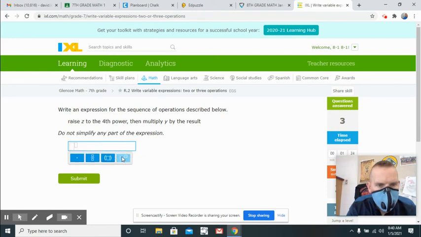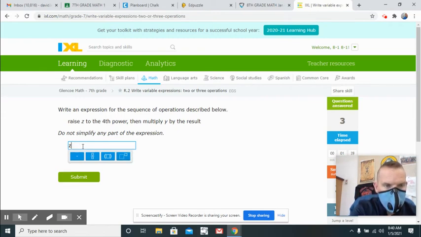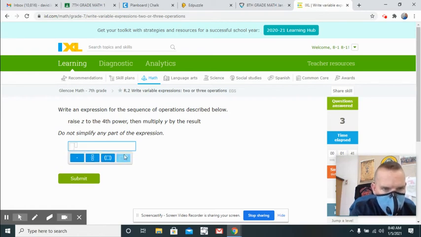Raise z to the 4th power. So there's my base. My exponent is 4. Then we're going to multiply it. So let's just try it this way. Notice if I keep typing right here, that is not z to the 4th power. This is going to mark it wrong. I would have hit the button again. Z, make sure I click up here to the 4th. Now I have z to the 4th power.